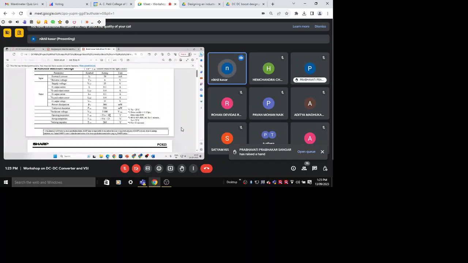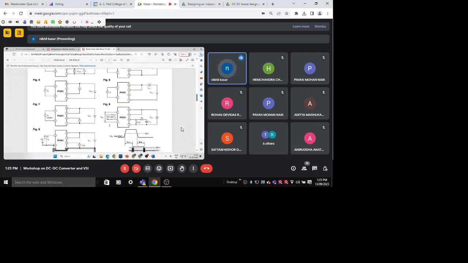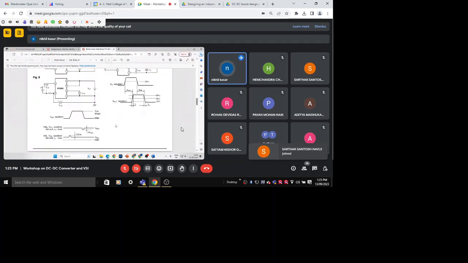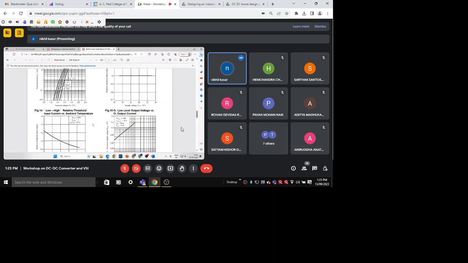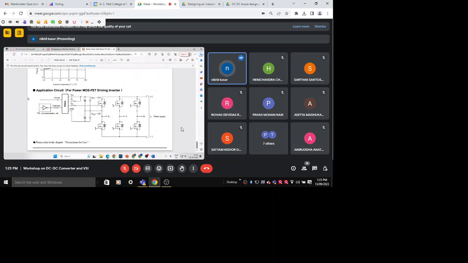Refer to the data sheet. Waveforms are given. What is the rise time, fall time, meaning how fast this can drive the MOSFET? That should be matching. It should be matching with the MOSFET. So you have to see the highest operating frequency of this.